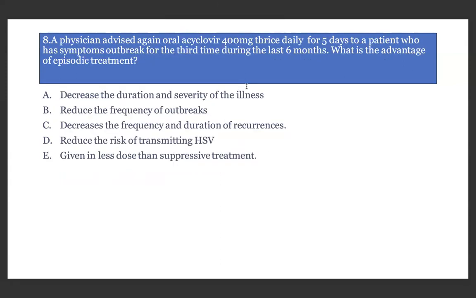Question number 8. A physician advised oral acyclovir 400 mg thrice daily for 5 days to patient who has a symptom outbreak for the third time during the last 6 months. What is the advantage of episodic treatment? A. Decrease the duration and severity of the illness. B. Reduce the frequency of outbreak. C. Decrease the frequency and duration of recurrence. D is reduce the risk of transmitting HSV. E is given in less dose than suppressive treatment. The correct answer is A.